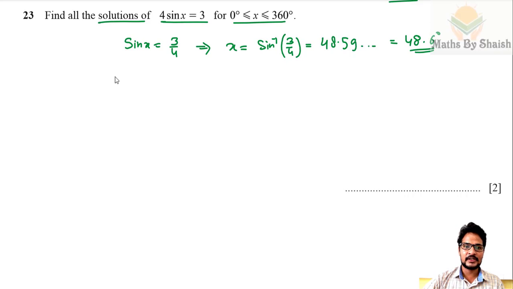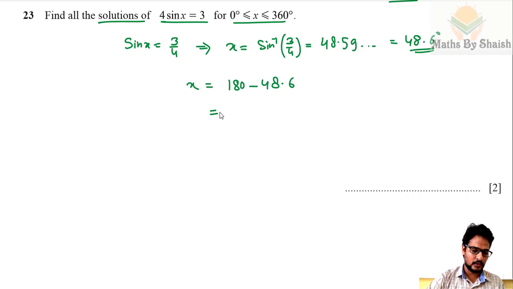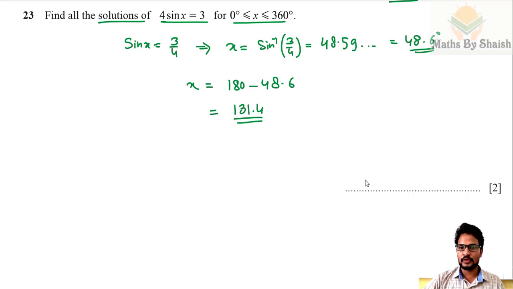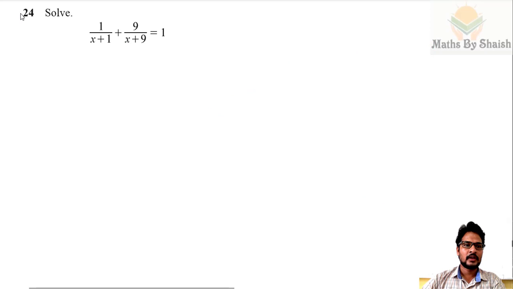And for the sine case, we know the other angle is going to be 180 minus the previous angle, that is 180 minus 48.6. So 180 minus this answer becomes 131.4, and if we want to find the next angle, then in that case we have to add 360, but that would be more than this. So both these two solutions are the only ones possible, 48.6 and 131.4. Here's the 24th question, that is the last question of this paper.